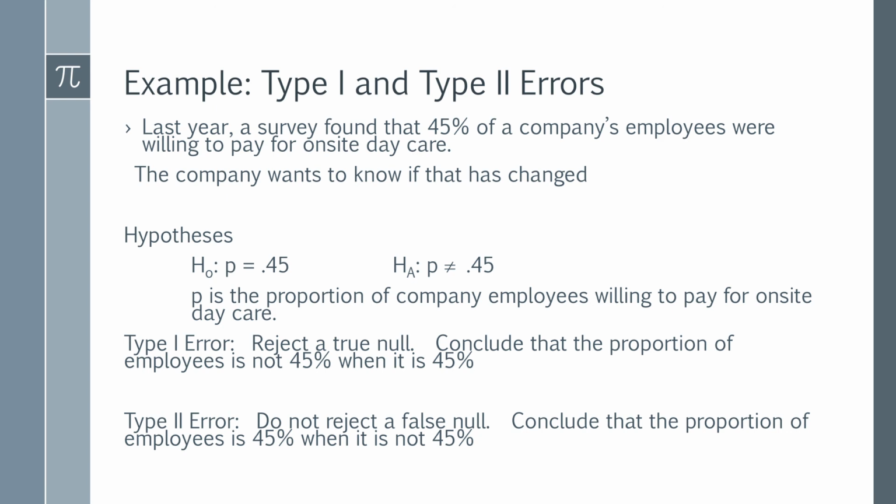So what happens if we make a type 1 error in this case? Well, if we make a type 1 error, we would be rejecting a true null. So we would be concluding that the proportion of employees is not 45%, when indeed it is. What would happen if we made a type 2 error? Well, in that case, we do not reject a false null. So we would conclude that the proportion of employees is 45%, when indeed it is not 45%.